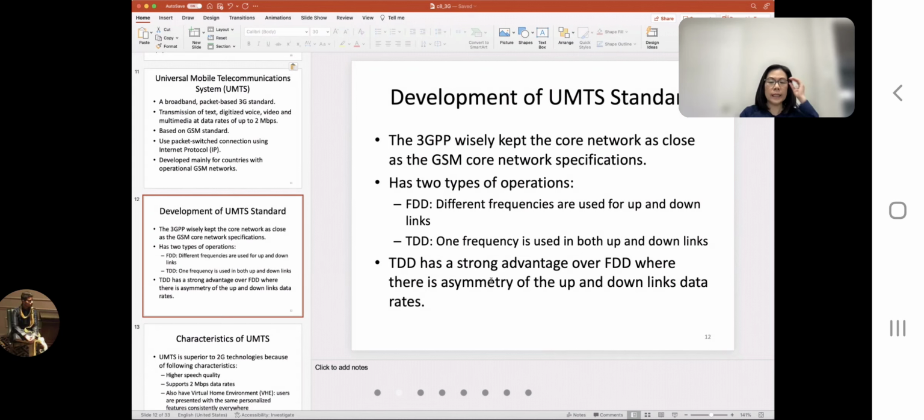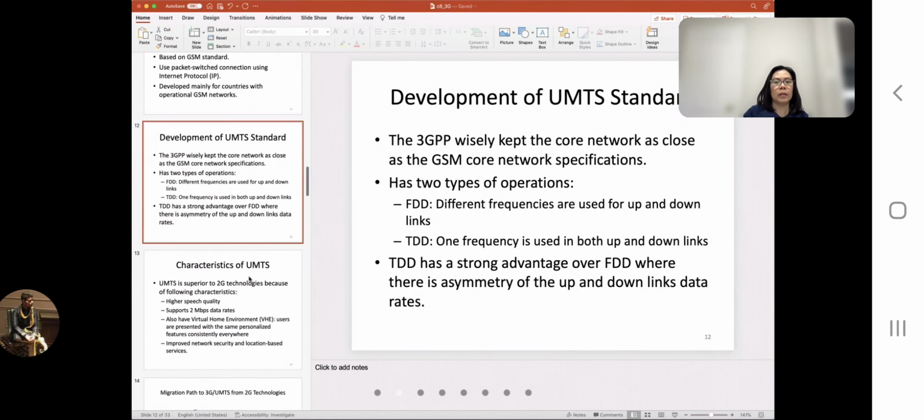And we said before that TDD is better than FDD when there's asymmetry of the uplink and downlink data rates. Because we use time slots, it doesn't matter whether it is uplink or downlink, the user is given a time slot. So in that case, we can maximize the usage of the frequency, right? So TDD has an advantage over FDD when the uplink and downlink data rates are not symmetric.